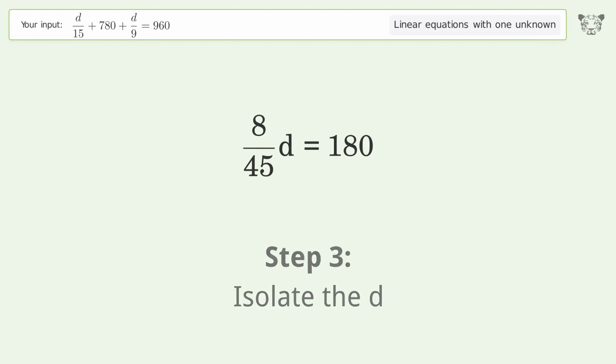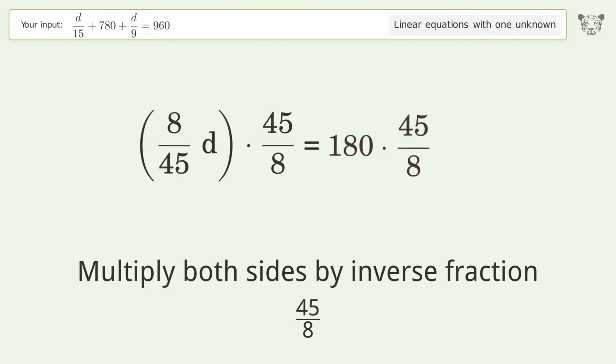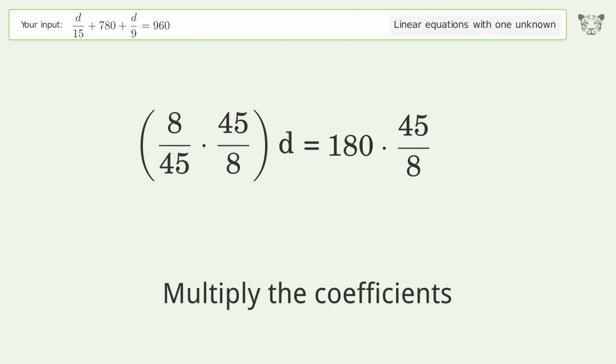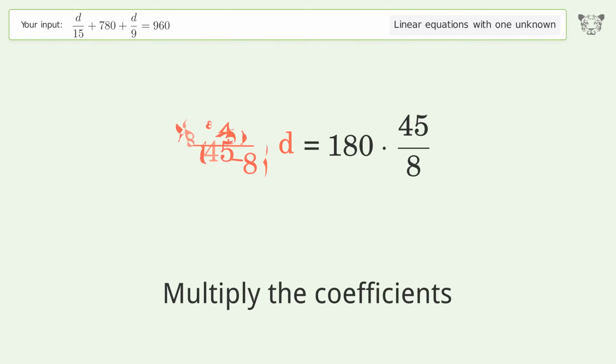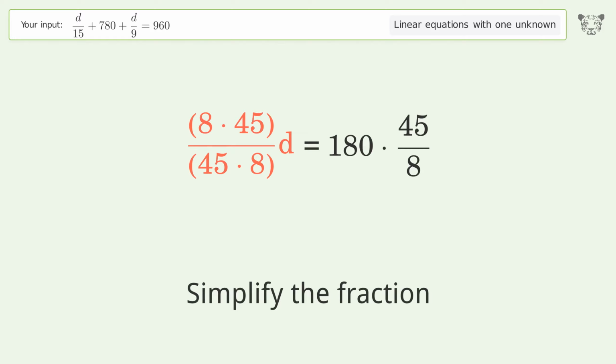Isolate the d. Multiply both sides by inverse fraction 45/8. Group like terms. Multiply the coefficients. Simplify the fraction.